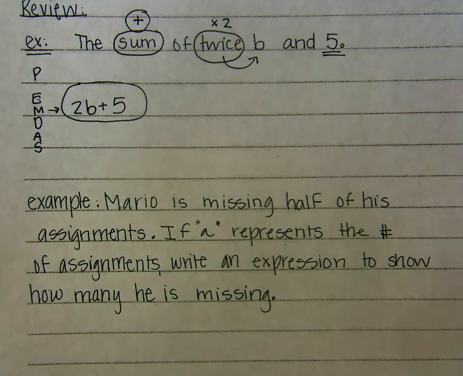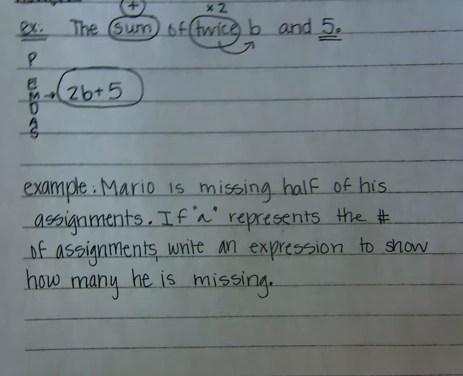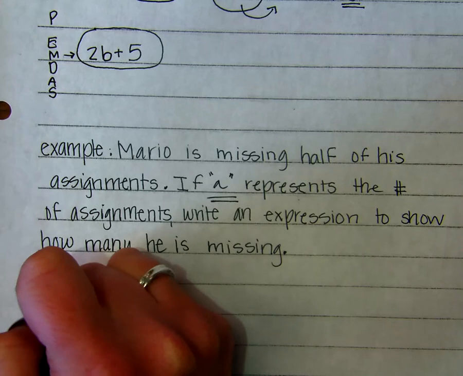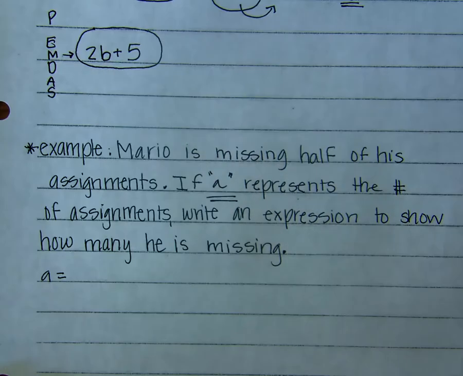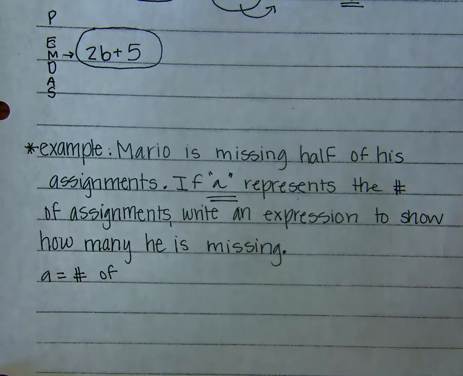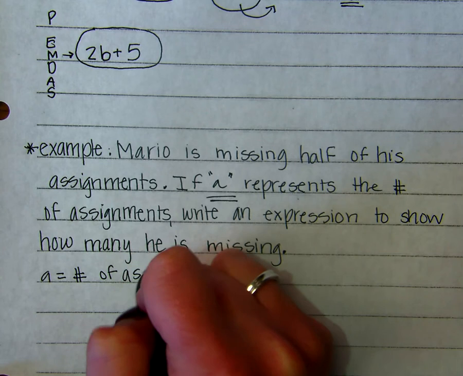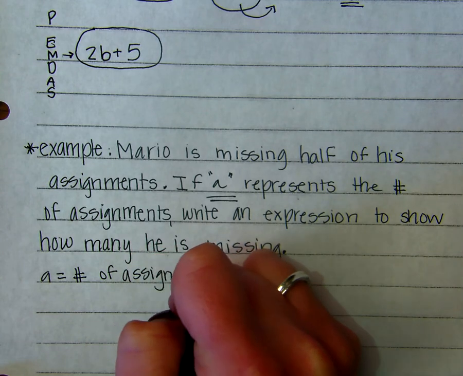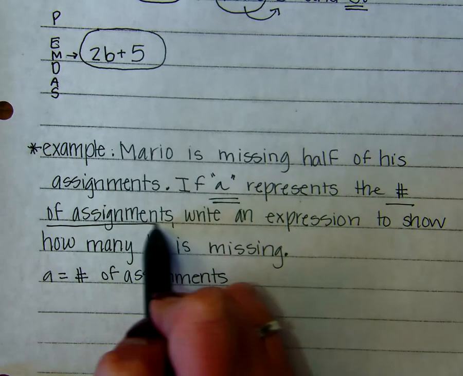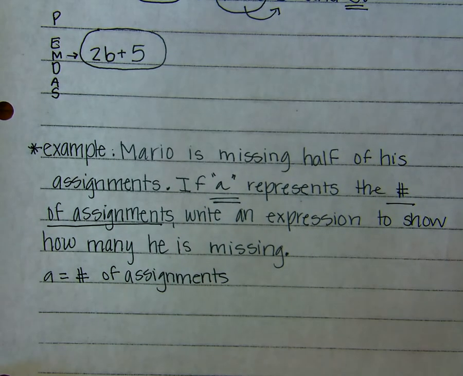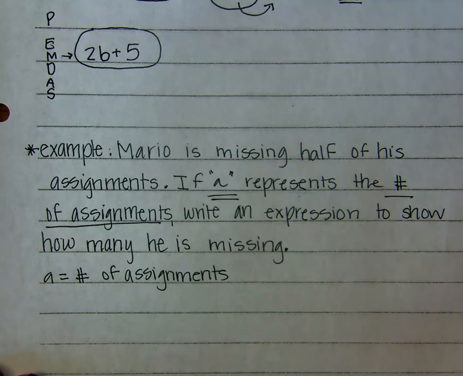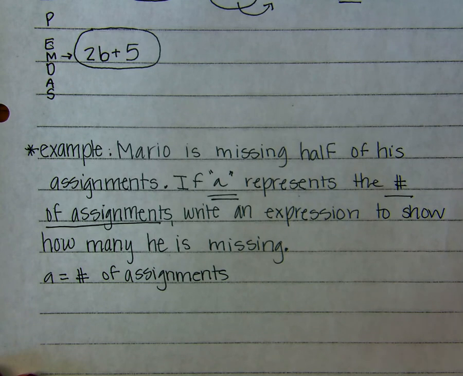So I'm going to pay attention to any keywords or variables that I see in the problem. I see this variable of A, and I just write notes to myself so I don't forget. A equals number of assignments, and I'm getting that information directly from the problem. It says A represents number of assignments.